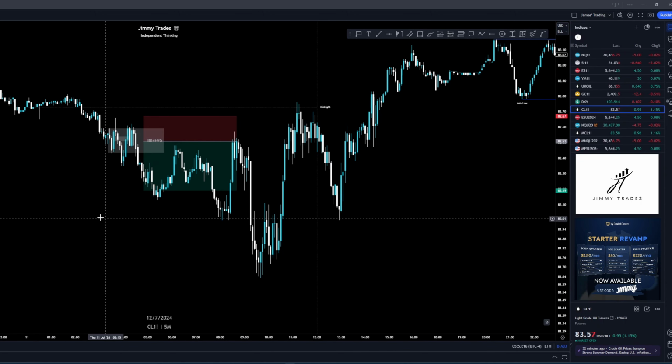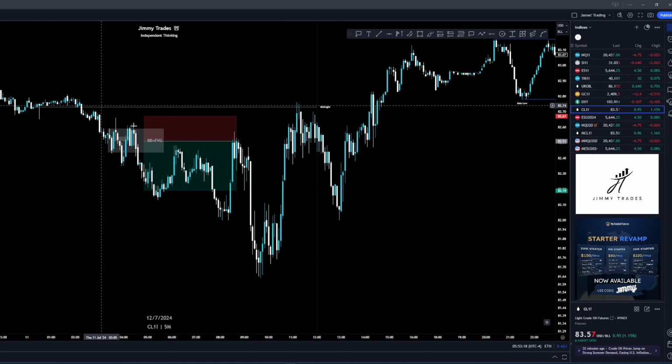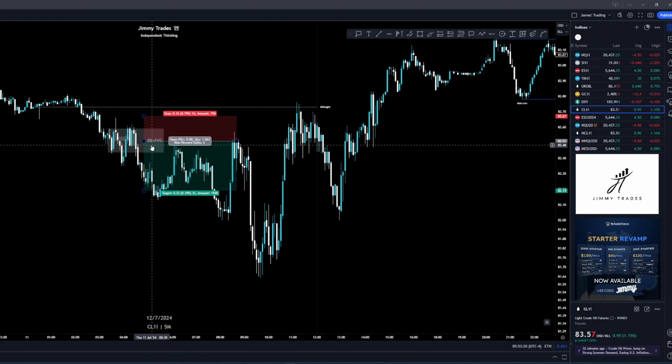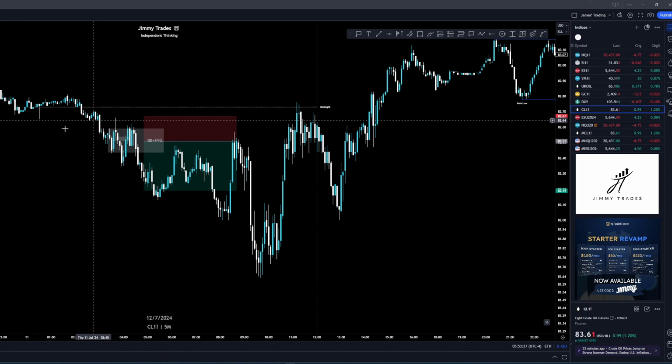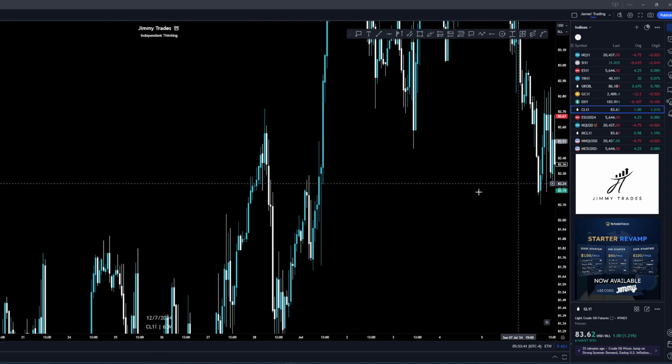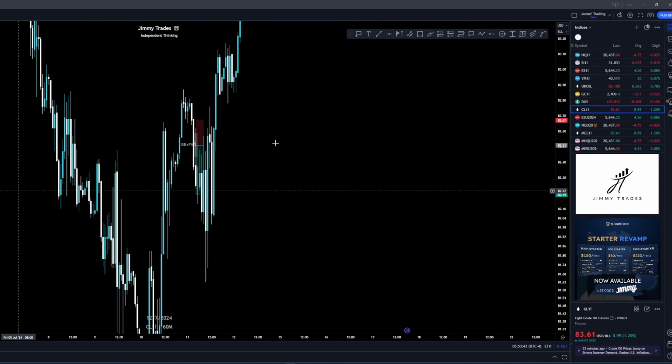So here we have a continuation breaker. Here's our breaker plus FVG. Price closes below the breaker and we get that displacement through. Now if we move out to the hourly, we'll just find that on the chart.